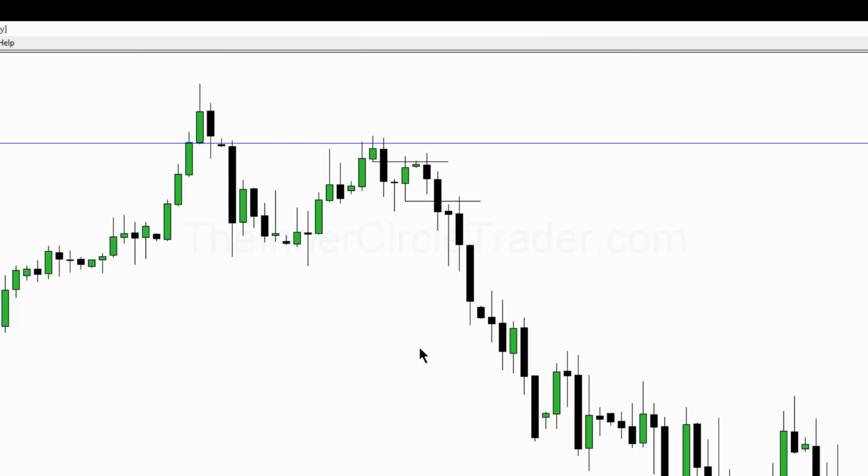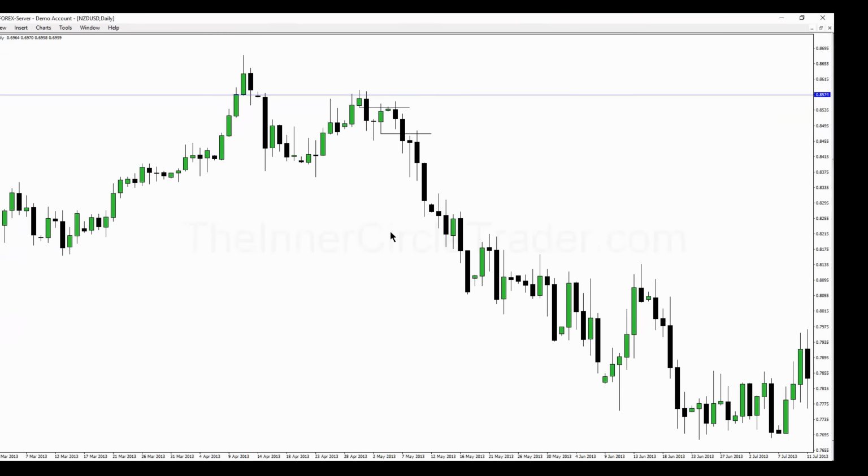That's why I gave it the name, the propulsion candle, because it propels price quickly and suddenly, and it gives you immediate feedback. Very little drawdown, immediate price responsiveness. That's exactly what we're looking for as short-term traders.